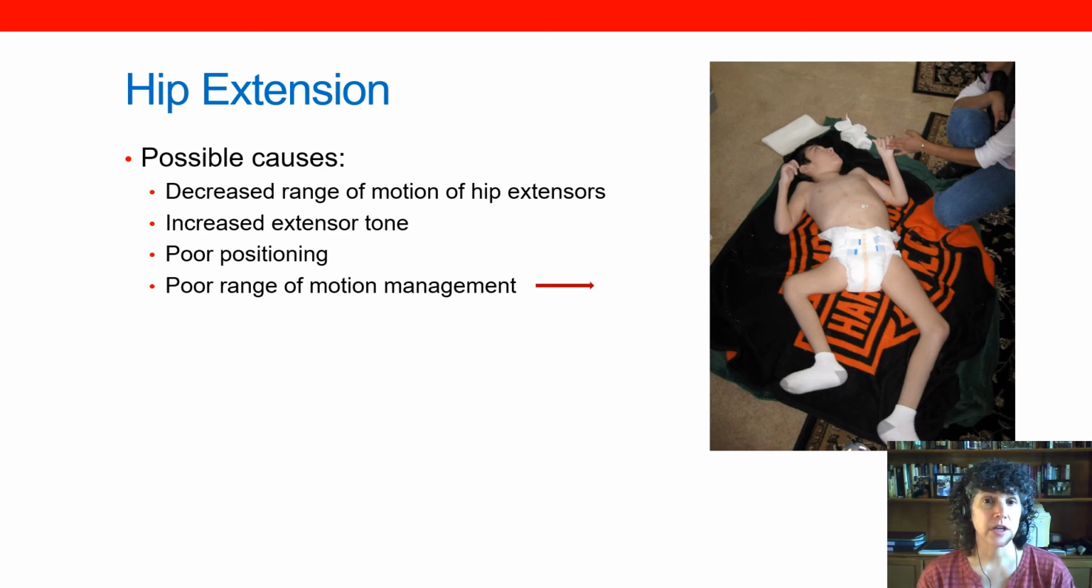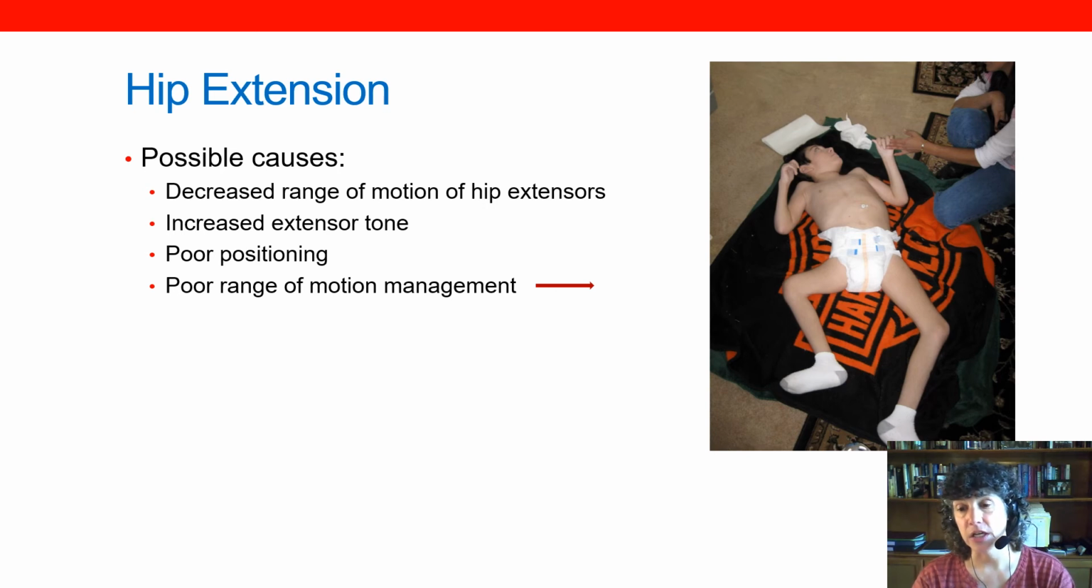Some clients have a lack of hip flexion. They have a tendency towards extension. This is often due to increased extensor tone, and this person will lose range over time, particularly if there's poor positioning or poor range of motion management.